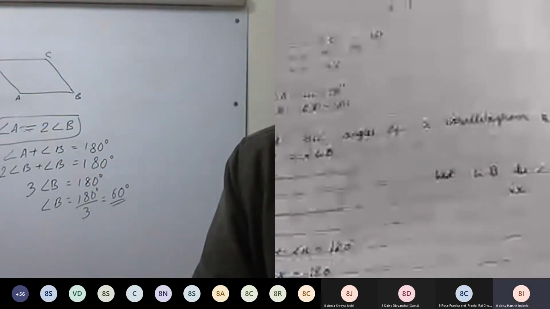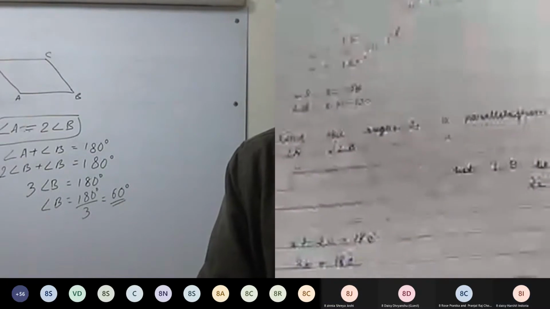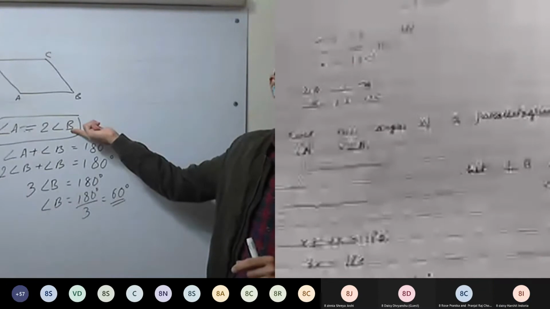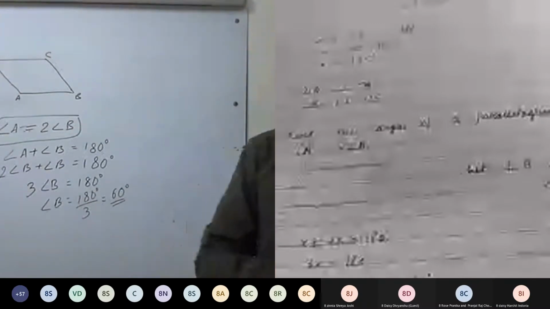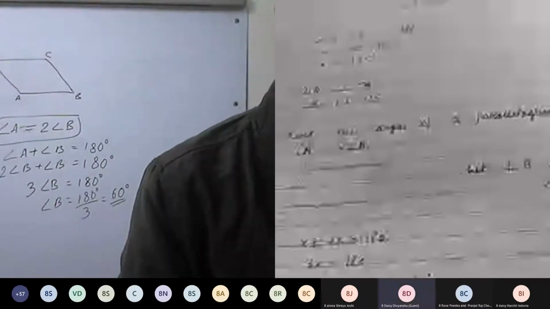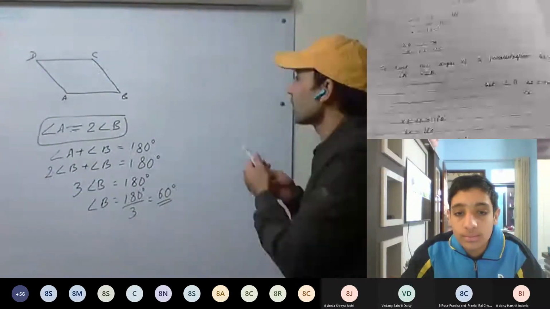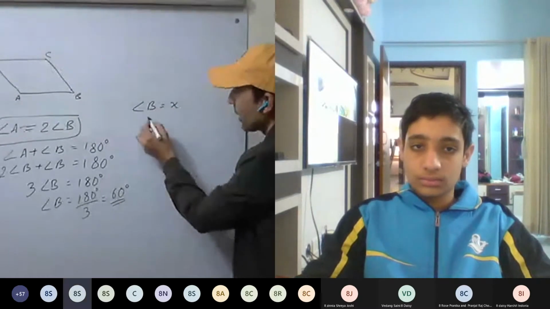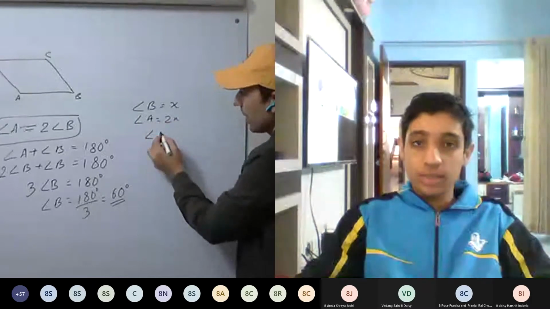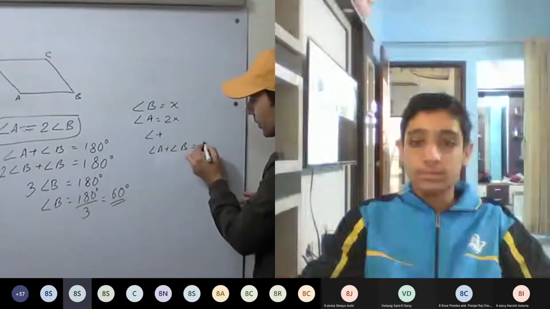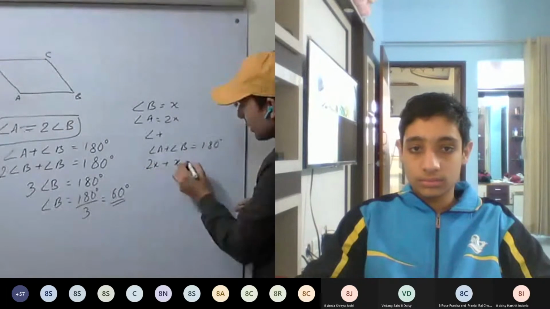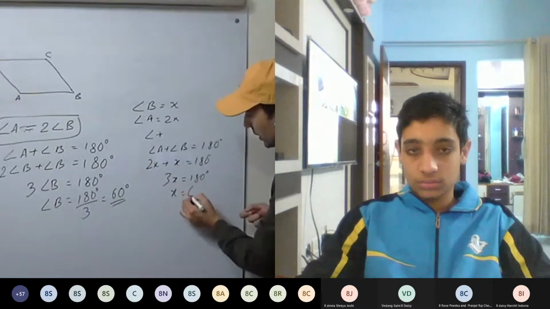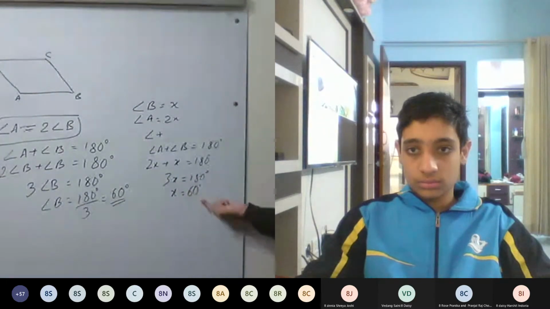Sir, I'm not able to see angle B. Okay, are you taking angle B as x? Just a second. You are taking angle B equal to x. Let angle B equal to x, then angle A will be how much? 2x. Angle A plus angle B equal to 180 degrees. 2x plus x equal to 180 degrees. 3x equal to 180 degrees. x equal to 60 degrees. That way as well you can solve. That is as well fine.